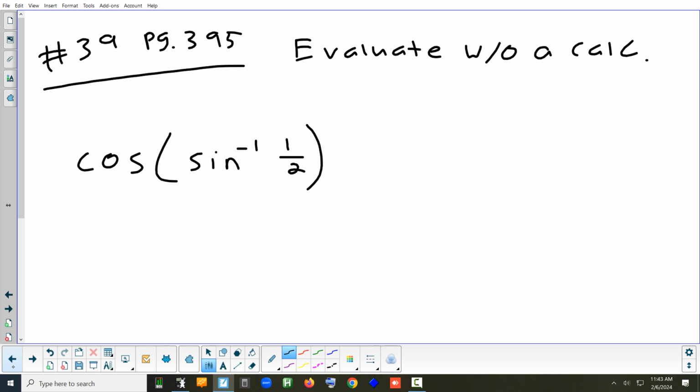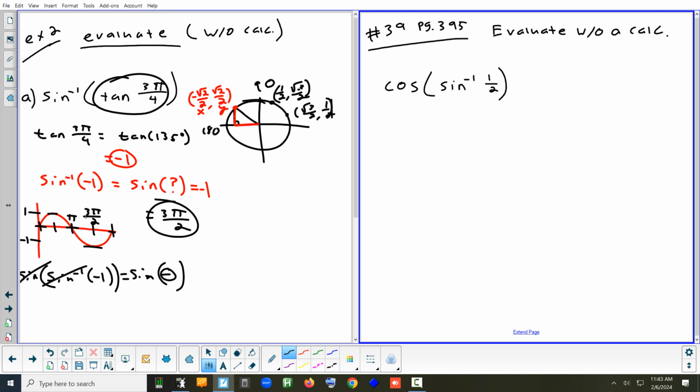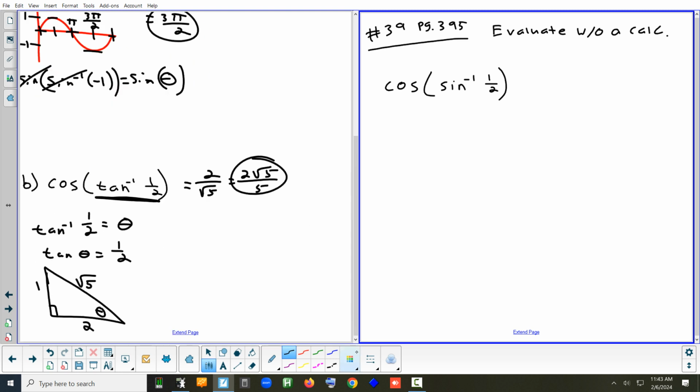This is another one that's pretty similar to the last one. You got regular trig on the outside, you got inverse on the inside, and you have the number 1/2. In fact, it's almost the same problem, except I changed inverse tangent to inverse sine. Anyone want me to go through how to do that one?